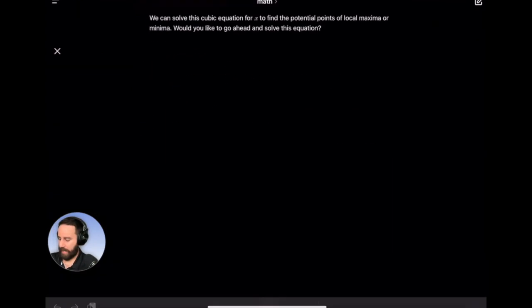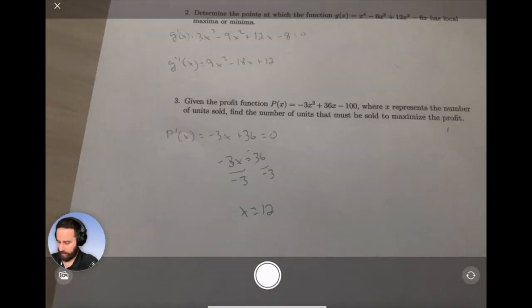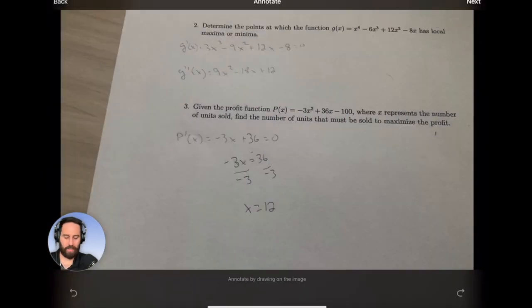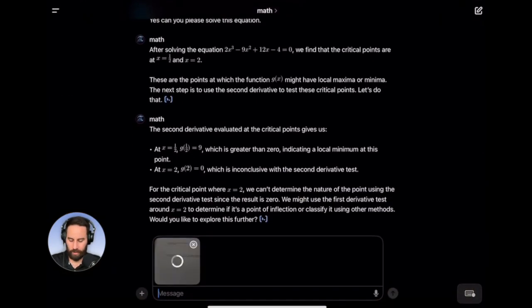I already did that. Let's take a picture. I got x equals 12. I purposely did this incorrectly. Again, it's negative 3x squared. This should be negative 6 instead. So let's see if it catches it. Can we now move to number 3? I uploaded my solutions to that problem.